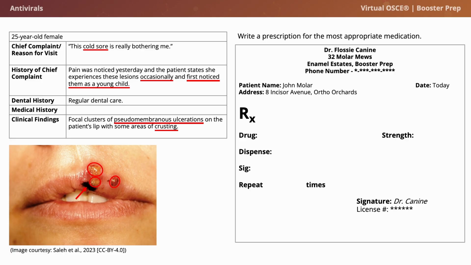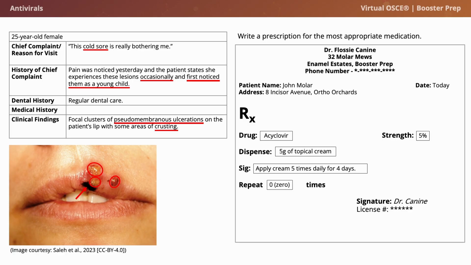Because this is early on in the infection and because the patient is symptomatic, we can prescribe the patient an antiviral cream to eliminate the patient's symptoms and to facilitate healing. The most characteristic prescription that we write as dentists for topical antivirals would be acyclovir. This comes in a strength of 5%, and we dispense 5 grams of topical cream, and we tell the patient to apply this cream 5 times daily for 4 days. Because this is just a one-off occasion, we include 0 repeats.